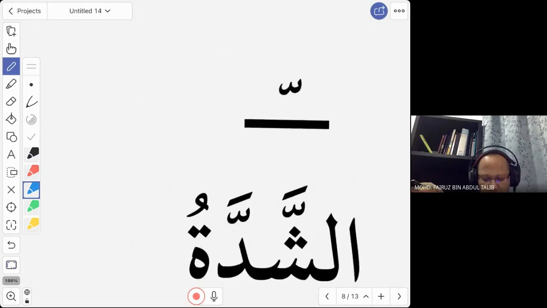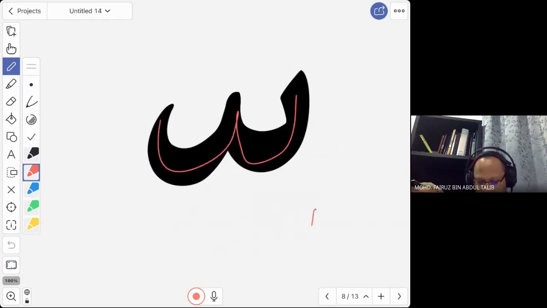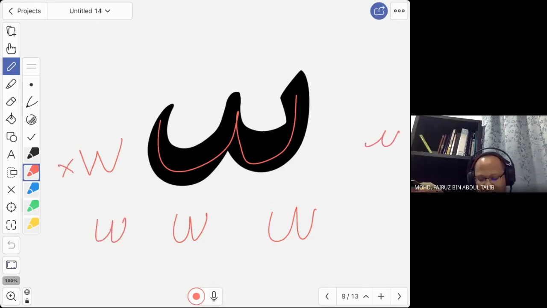This is the symbol of shaddah. I believe you have seen this in the Quran, right? And how do we write this? It's very easy, and that is how you write it. That is how we write the shaddah, just like the letter W without the sharp edges, right? I don't do this. This is not shaddah. That is W. So this is the shaddah.